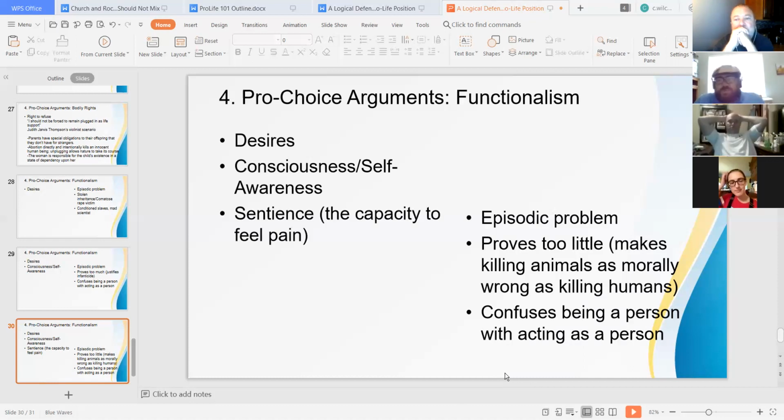And finally, probably the most important, these kinds of arguments confuse being a person with acting as a person. Now, being conscious and being self-aware do not make you a person. You are conscious and you are self-aware because you're a person. In the same way that you have to exist as a human before you can develop human parts, you have to exist as a person before you can develop personal properties like consciousness and self-awareness.